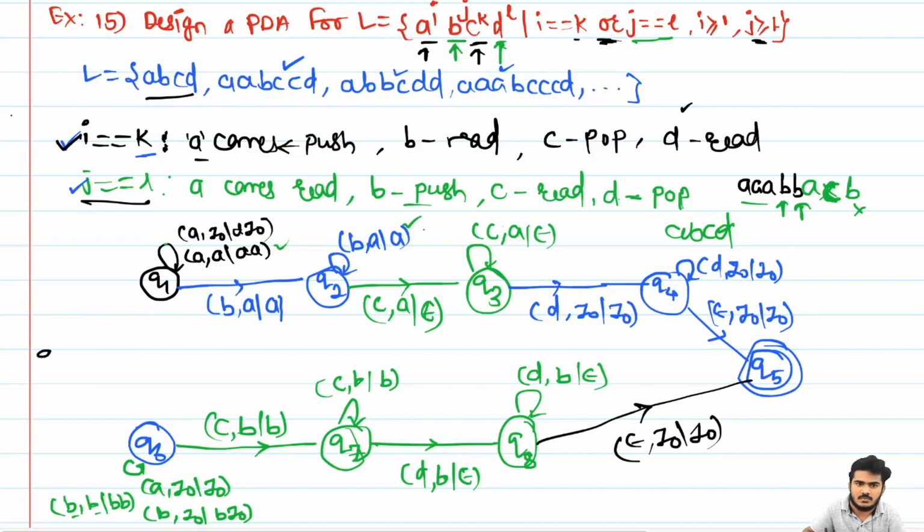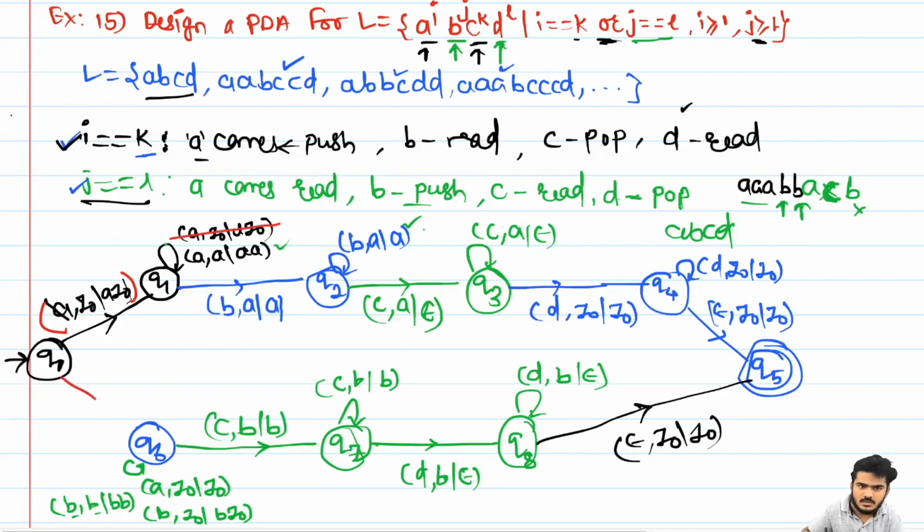So I will start with the Q0 state. This is the initial state, and for this solution, I have to push A into the stack. So A on Z0, I have to push that A into the stack, so it will become AZ0. And since this transition is already there, I will remove this transition.